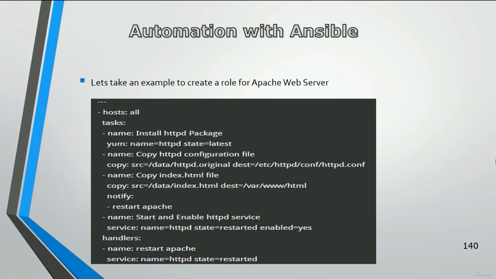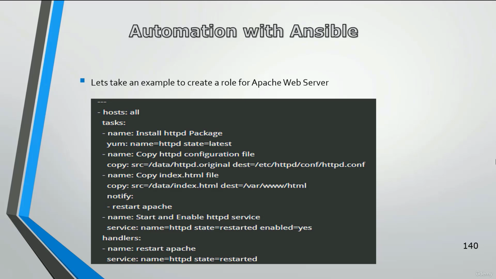In a simple playbook, if there is no role, then we have to specify different tasks, like the installation of the HTTPD package. Then I have to copy some configuration file, like your HTTP configuration file. Also you have to copy the index file. For that, you can see I have created the tasks, and then I have to restart the services. For that, I simply use the handler, and then at last start and enable the HTTP server. So this is what your playbook looks like.